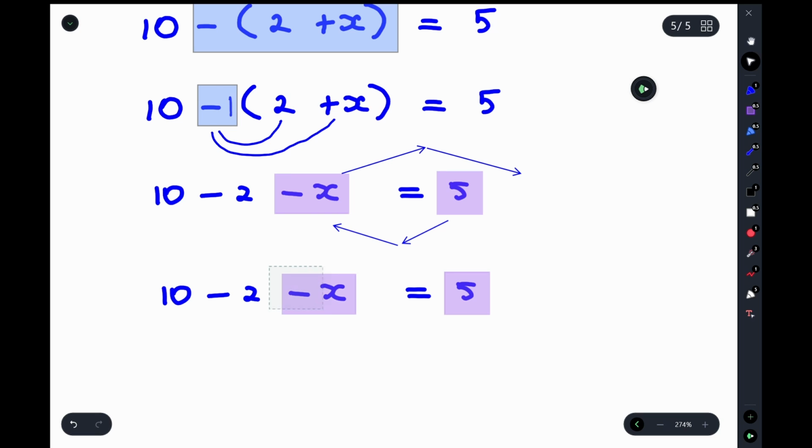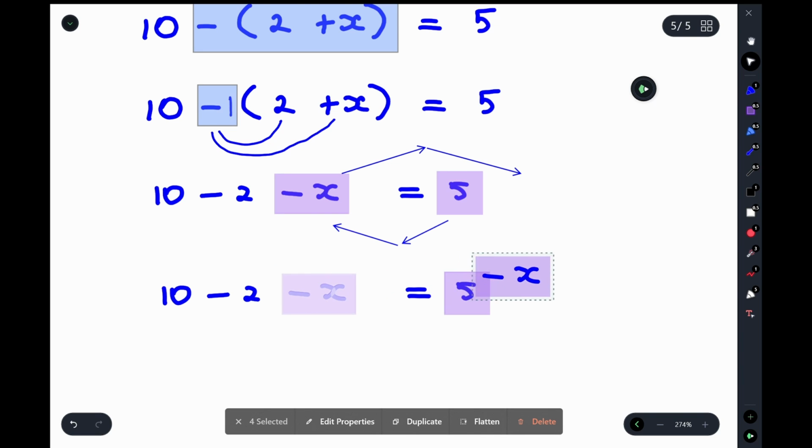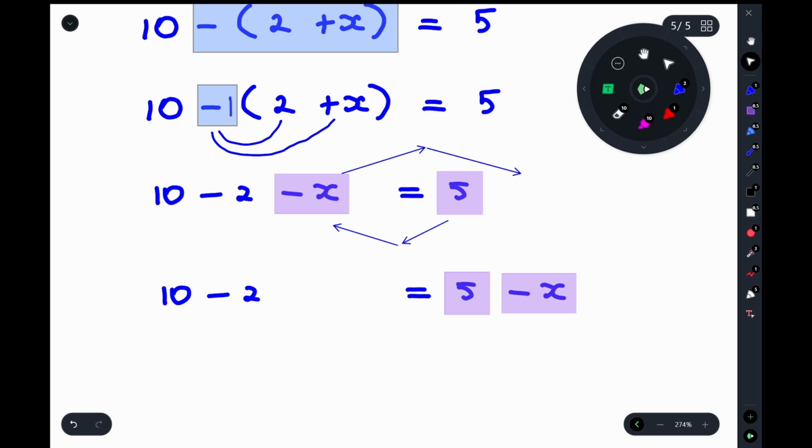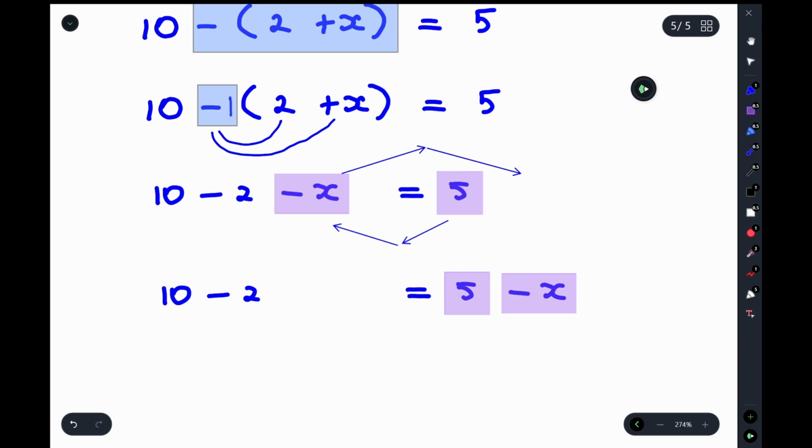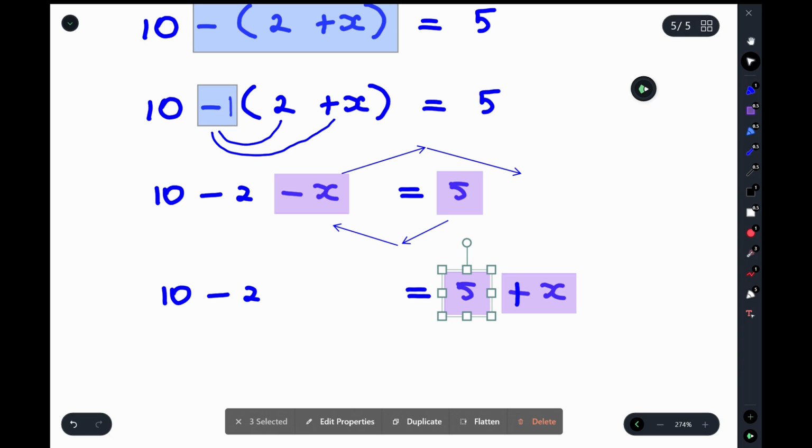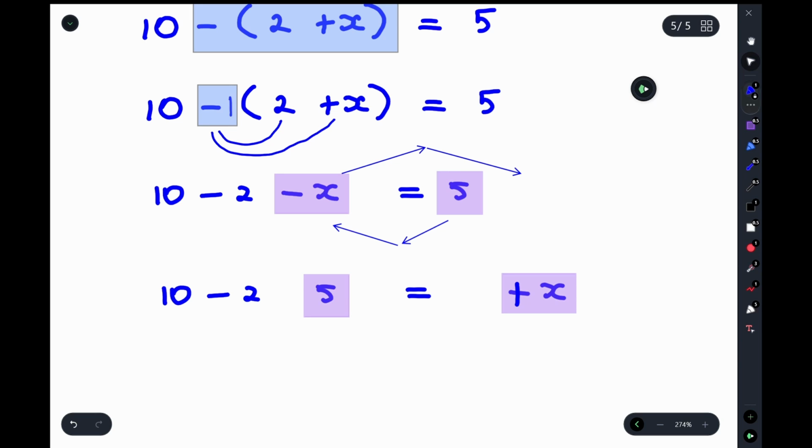Now we're going to move x to the right. Minus x will become plus x. And we're going to move 5 to the other side. This is actually positive 5. The plus sign is understood. So when we move positive 5 to the other side, what we're going to get is -5.